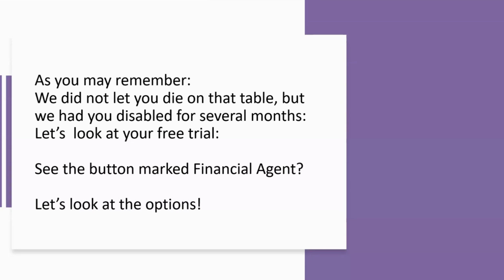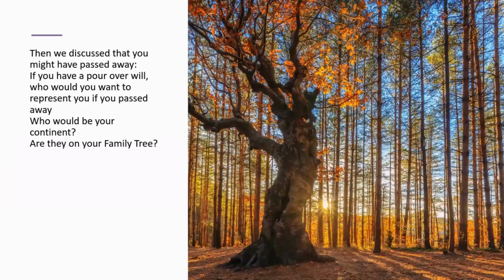So, as you may remember, we didn't let you die on that table, but we had you disabled for several months. So let's go back to your free trial in a minute. See the button marked financial agent? And they'll go, yeah. Well, let's look at that. So then we discussed that you might have passed away. If you have a pour over will, who would you want to represent you if you passed away? And you just write it down. They're probably the same person they want as a power of attorney.